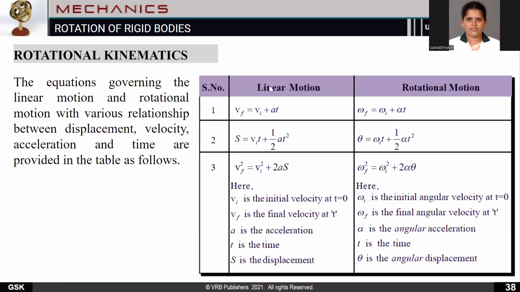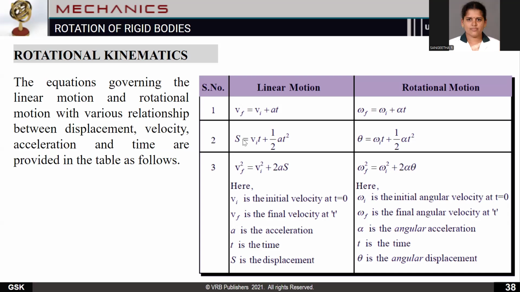These are all the equations which give the relationship between rotational motion and linear motion with respect to displacement, velocity, acceleration and time. So here we have linear motion and here we have rotational motion. In linear motion, Vf is equal to Vi plus at, where Vf is the final velocity, Vi is the initial velocity, a is acceleration, and t is time. It is given by another notation in rotational motion: omega f is the final angular velocity and omega i is the initial angular velocity, alpha is the angular acceleration, and t is the time.